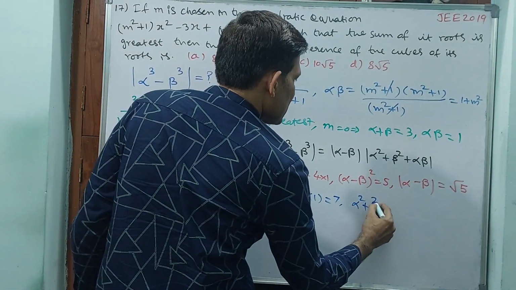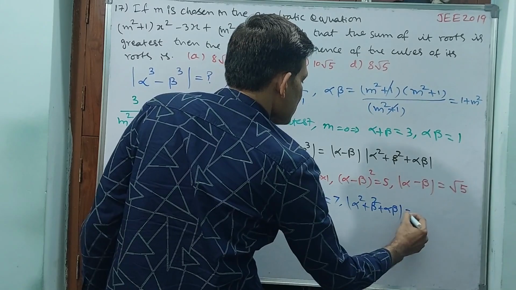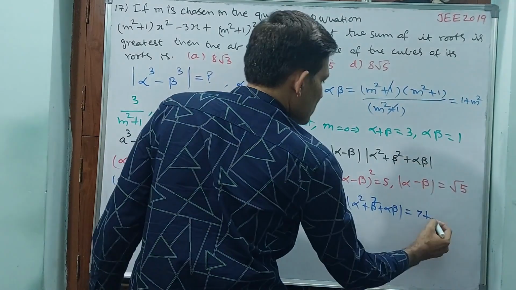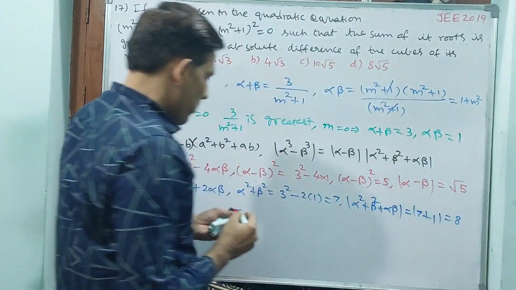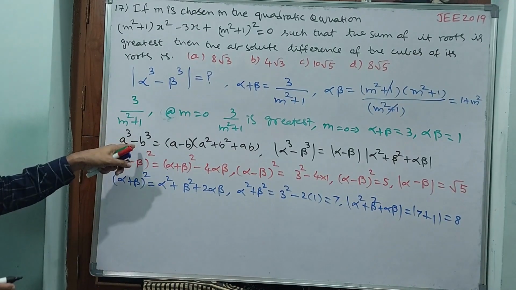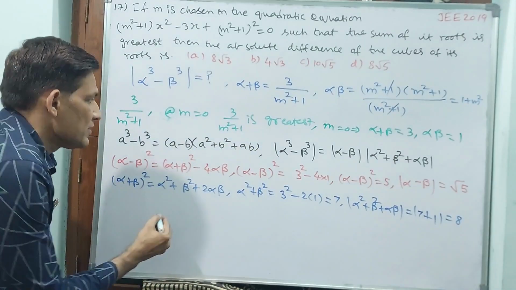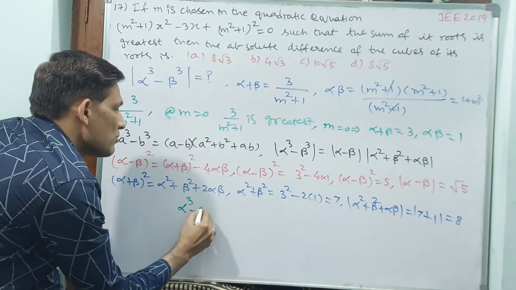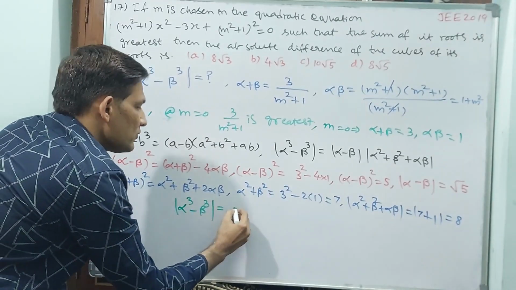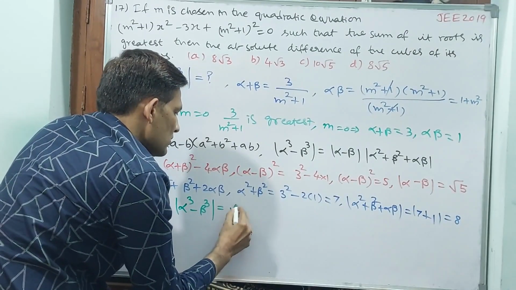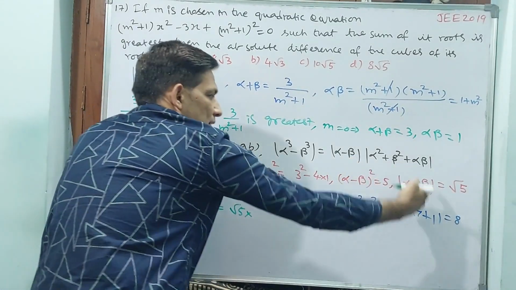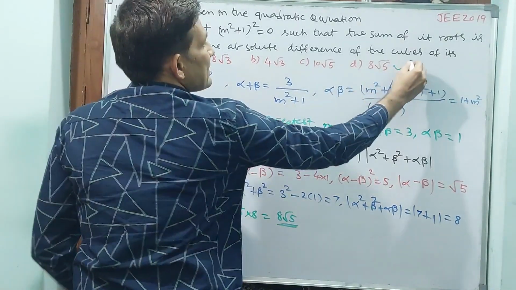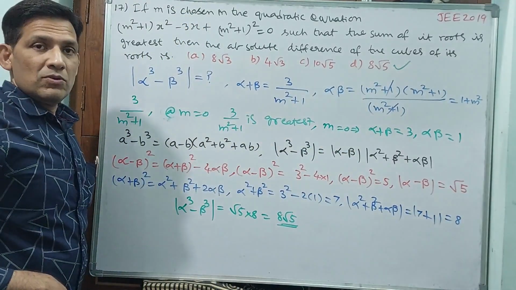Alpha square plus beta square plus alpha beta modulus is equal to alpha square plus beta square value 7 plus alpha beta value 1, modulus, that is equal to 8. So applying this, finally you write 8 into root 5. Alpha cube minus beta cube modulus is equal to alpha minus beta value root 5 into this one, which is 8. So you can write 8 root 5. This will be your answer. Now let us go for the next question.